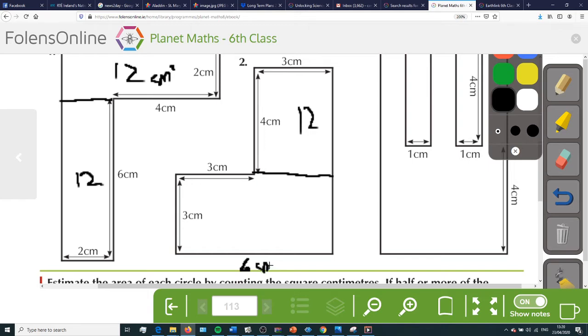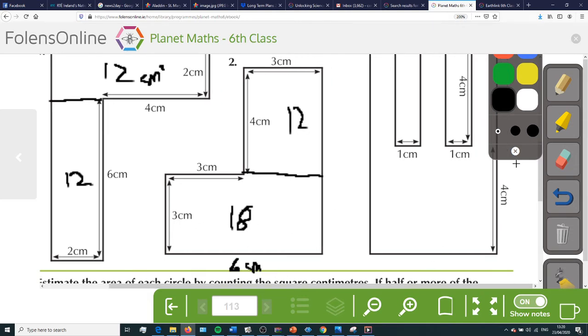And if I'm working out the area, I multiply the length by the breadth, or the length by the width. So 6 times 3 is 18. So that means the measurement of the whole lot, 10 plus 10 is 20, plus 10 is 30. So if you wrote 30 centimeters squared for that one, really, really well done.